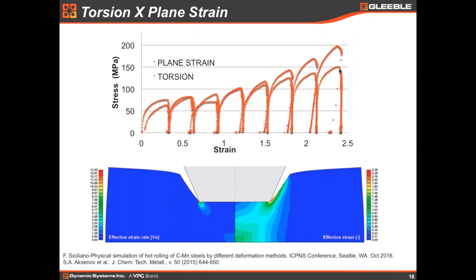Initially I thought it was because of friction, but actually I talked to Professor Sergei Aksenov from Russia one day, and he said, "Oh, look, I have a paper. I made some modeling of the effective strain in the plane strain compression specimen, and we actually see that there is a very high gradient of strains inside the specimen." This is actually the reason why we have these higher stresses for very high strains, because we have a gradient. If you compare to torsion, torsion is a much smoother process compared to plane strain, but geometrically plane strain looks like rolling.